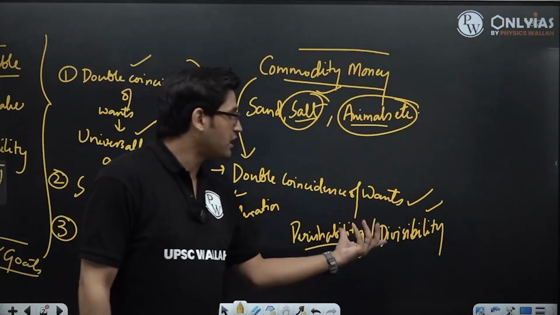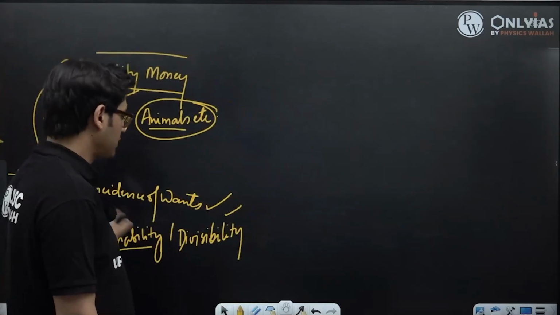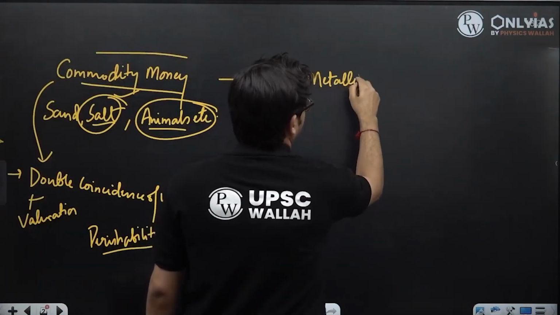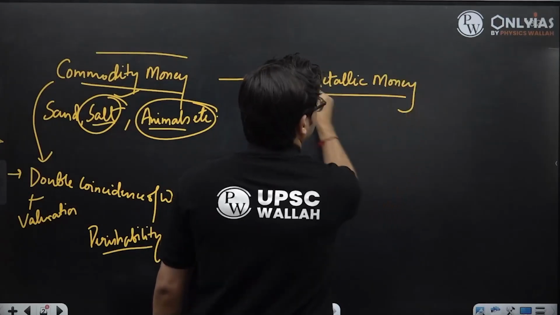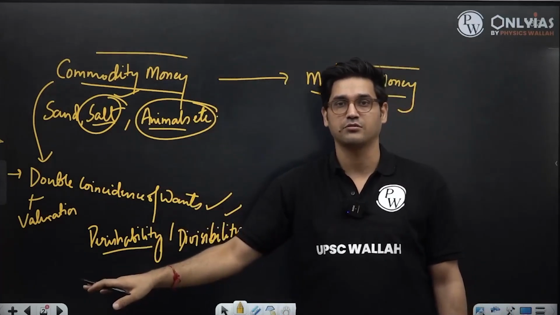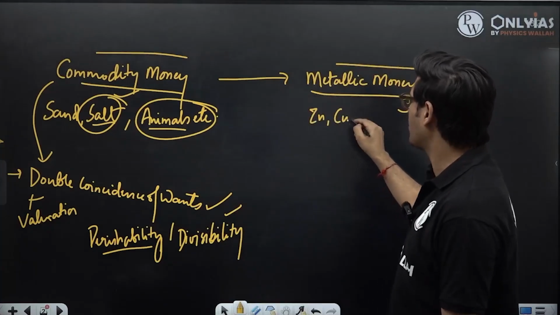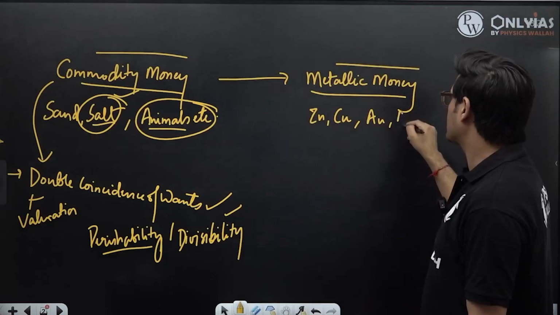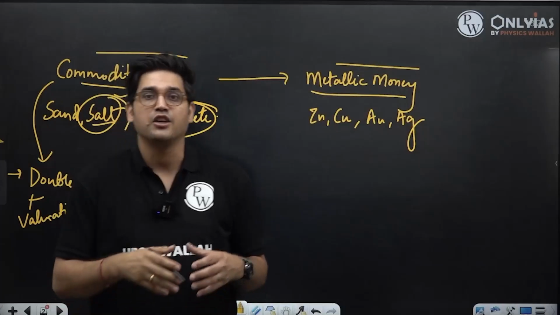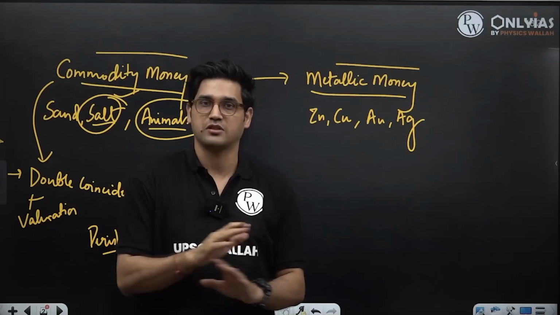So to solve the remaining two problems also, economies moved from commodity money to what is called metallic money. Now, once the societies moved to metallic money, all the problems were solved. For example, this metal could be zinc, copper, gold, or even silver for that matter. These metals have been accepted as a universal medium of exchange. So the problem of double coincidence of wants is solved.